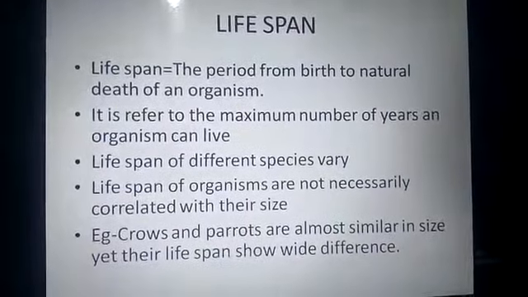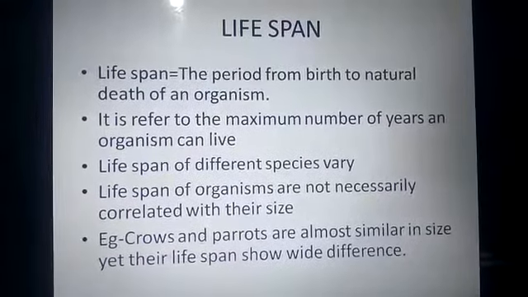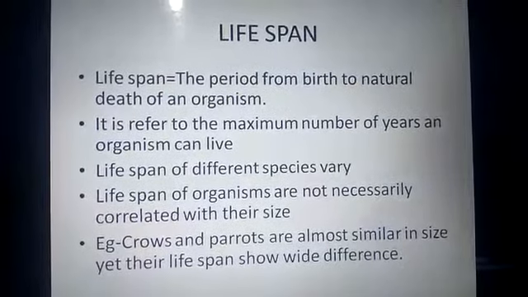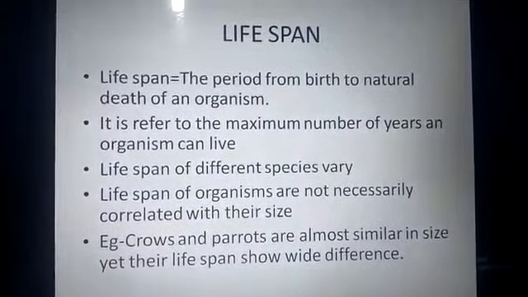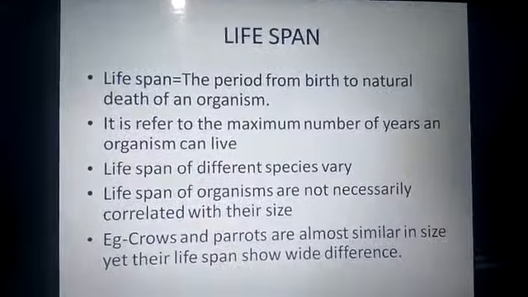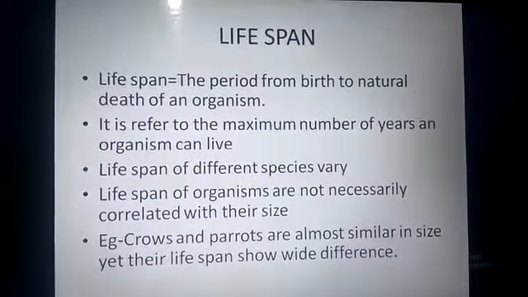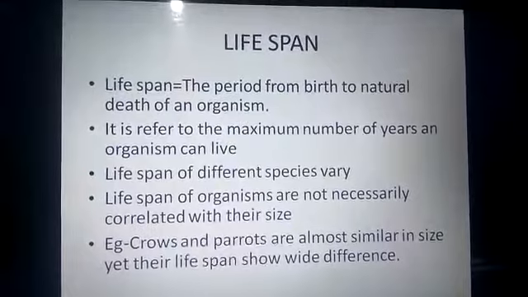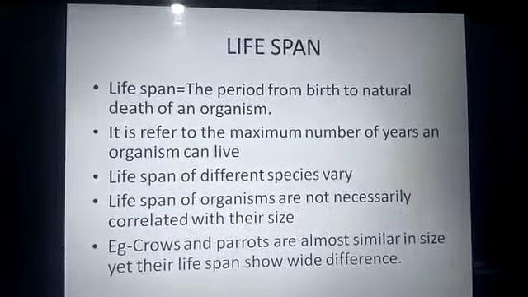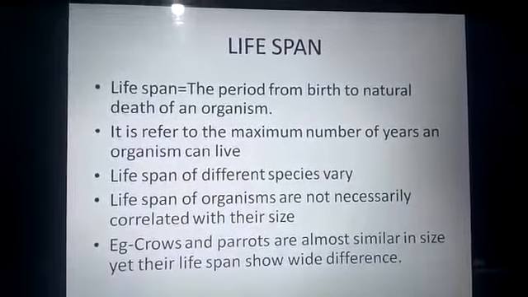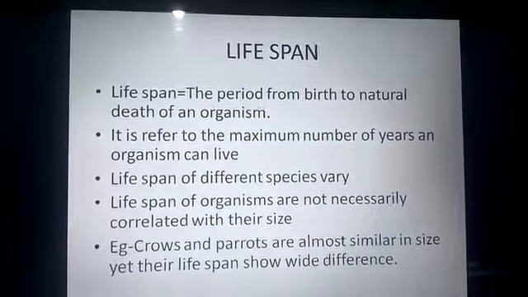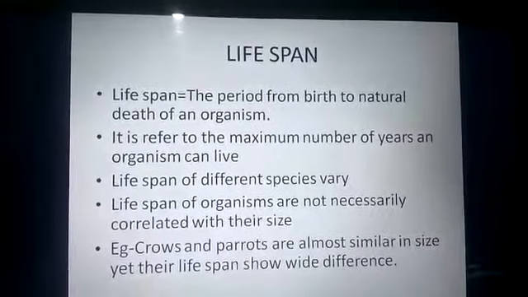Before we go to the main topic of the chapter, reproduction, let us learn something about lifespan as given in your textbook. Now, what is lifespan? Lifespan is the period from birth to natural death of an organism. So it refers to the maximum number of years an individual can live. The lifespan of different species varies, meaning the lifespans of different species are different.